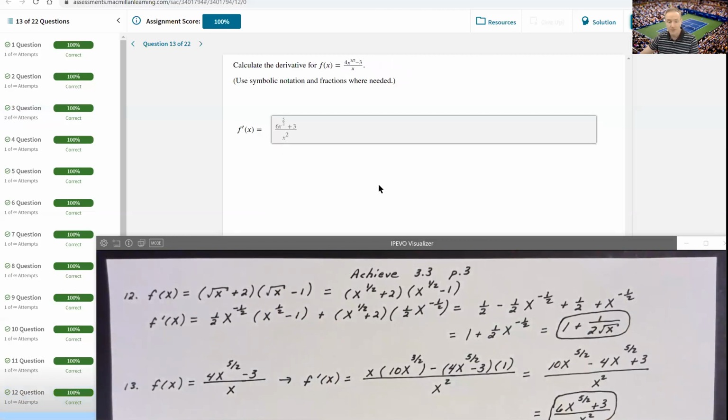For the next question here, number 13, it gave me one in which I was supposed to use the quotient rule. My problem was 4x to the 5 over 2 minus 3 divided by x. So as always with the quotient rule, I squared the denominator. Bring that denominator up to the numerator times the derivative of the numerator.